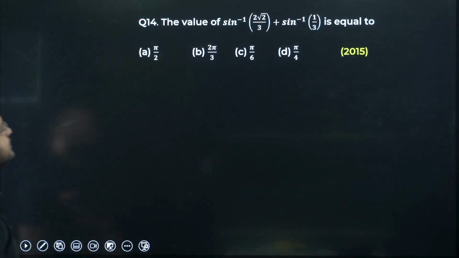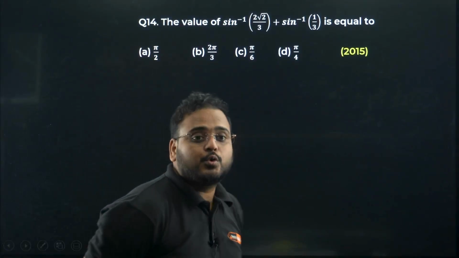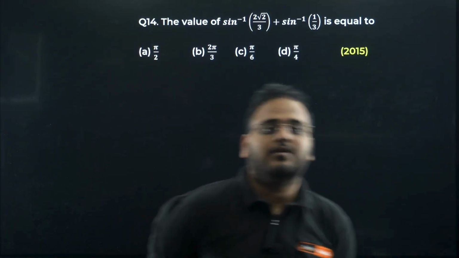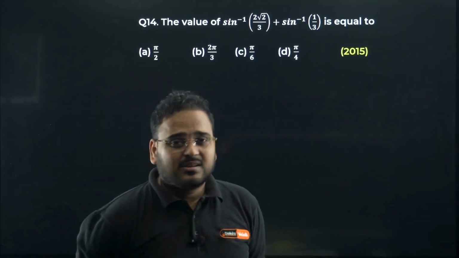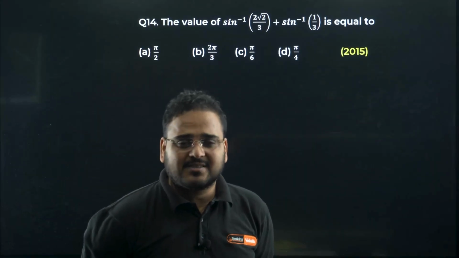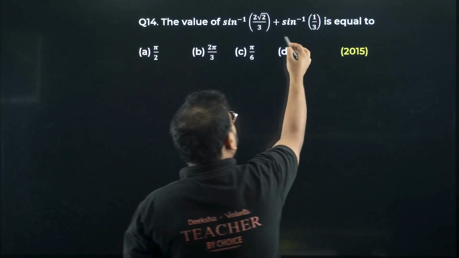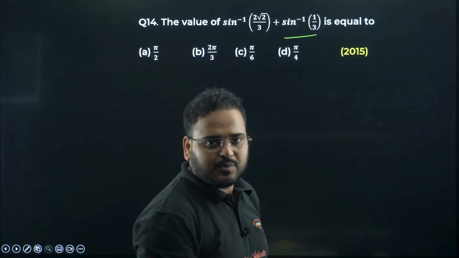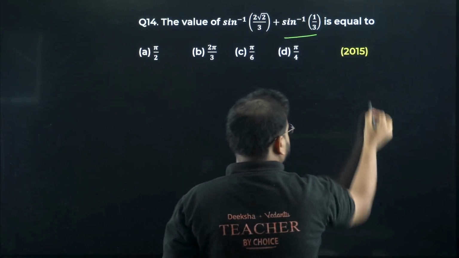The 14th one. The value of sine inverse of 2 root 2 by 3 plus sine inverse of 1 by 3. Looks difficult, since there is no special angle for this. Very difficult, sir. Forget about this. Does this look simple to you? Yes, it does. Let's write that.